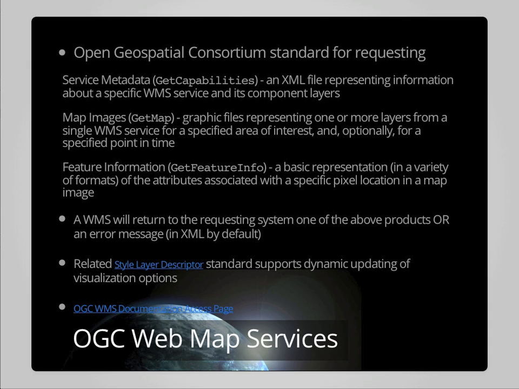So you could think of a Get Feature Info request as being a request that uses the coordinate system of a map image that is generated by a Get Map request to define what location you would like information about layers from. So a web map service will return one of these types of objects in response to an incoming request, or it will provide an error message.